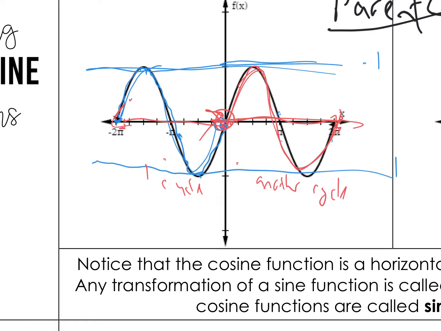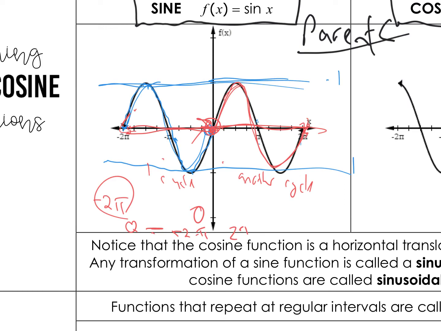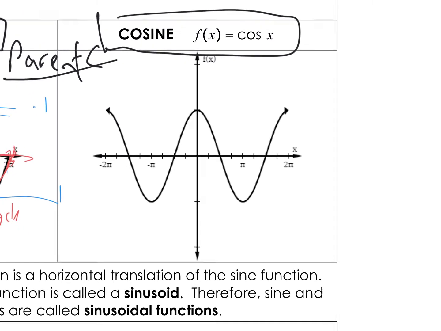And by the way, guys, it's 2 pi on the left also, because this was a negative 2 pi and this is a 0. So if I take 0 minus negative 2 pi, that turns into 2 pi. Every cycle will start and finish with 2 pi radians. Isn't that exciting? All cycles will finish with 2 pi, 2 pi for the basic parent. Here's the parent of cosine.